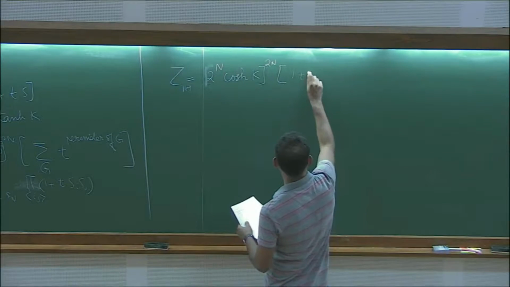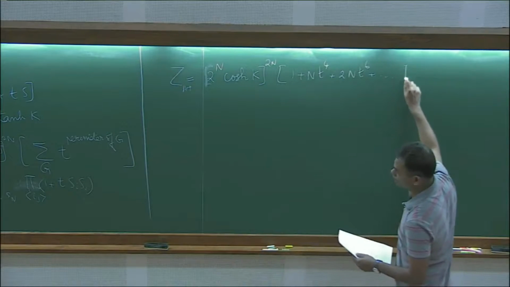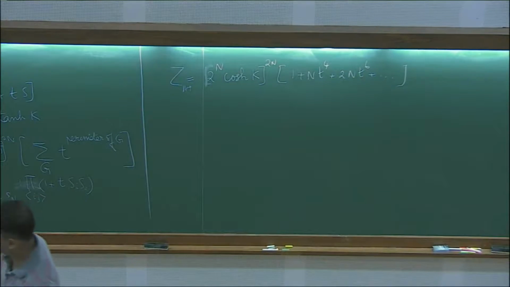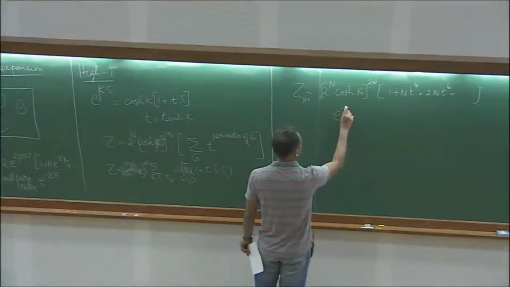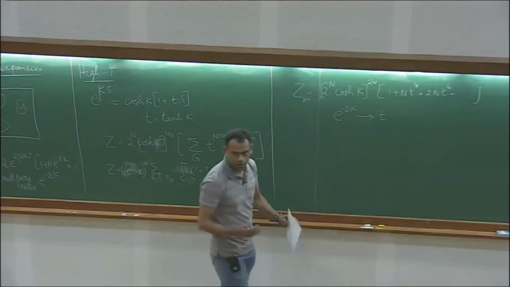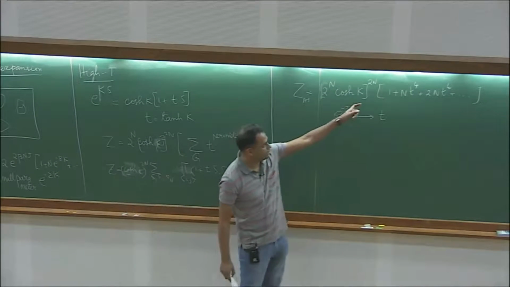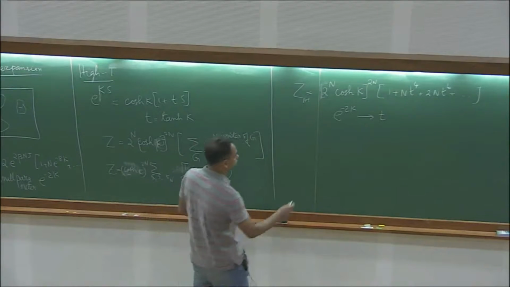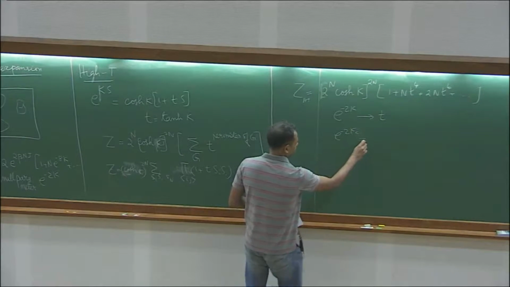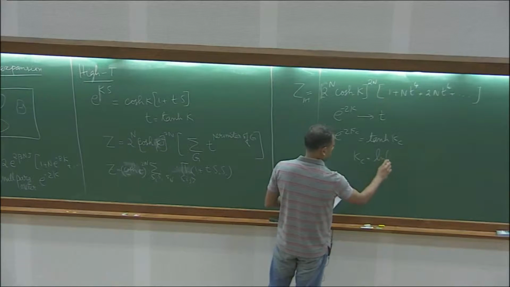into 1 plus N plus so on. And if you compare this expansion with the low temperature expansion, which was here, if you replace e to the minus 2k with t, this is the identification we made. If e to the minus 2k goes to t, then the two expansions look similar. So we were at this point, and then we said that if this expansion has a singular point, that should match with the singular point of that one. And therefore, we got the critical point to be e to the minus 2kc is equal to tanh kc, giving kc equals log 1 plus root 2.